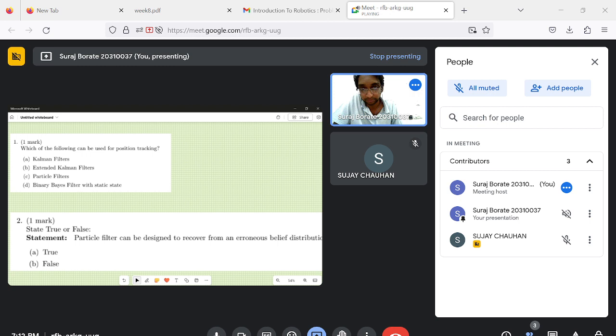But the key here is that position tracking assumes that the object is dynamic. So accordingly you should be able to answer this. The state of the object is changing, and with the changing state you are trying to estimate the position in position tracking. So one of the options might not allow the dynamic state change. That is more than enough hint.